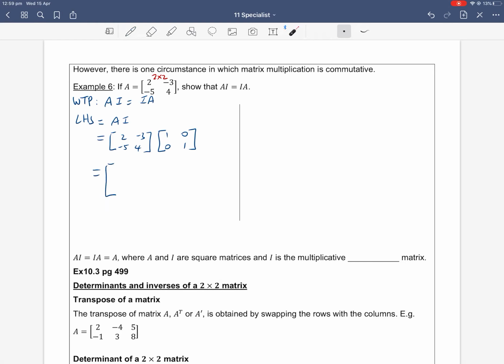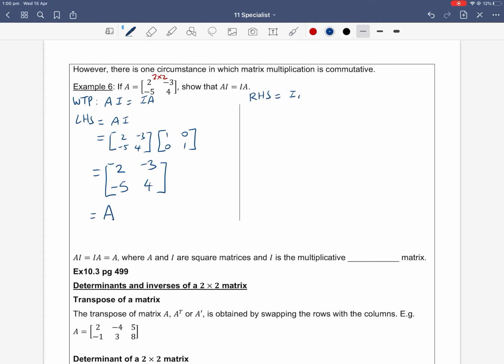So let's multiply row by column. 2 times 1 gives you 2, -3 times 0 gives you 0, so 2 plus 0 is 2. Next, row 1 by column 2, so 2 times 0 is 0, -3 times 1 is -3. Next, row 2, column 1, you get a -5 and 0, which still gives you -5, and row 2, column 2 gives you 0 and 4, which adds to be 4. So we get a 2 by 2 answer, 2, -3, -5, and 4. And if you look close enough, that is exactly our original matrix A.